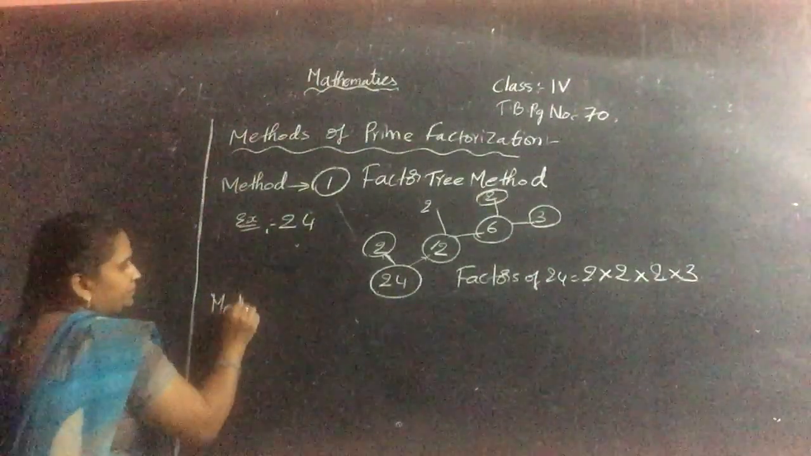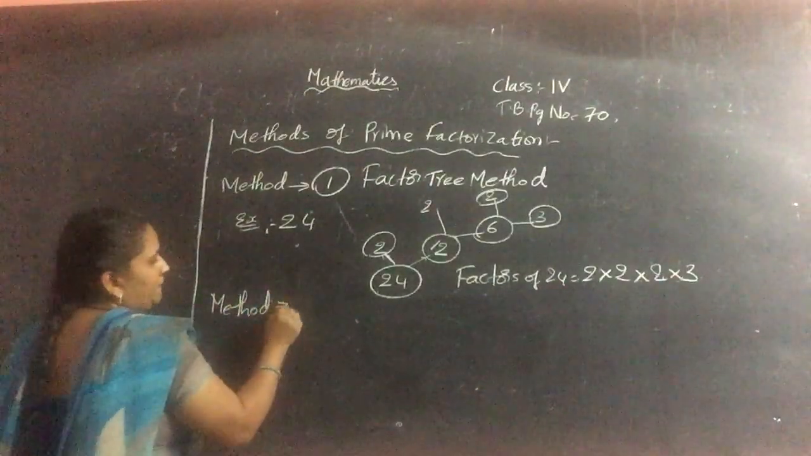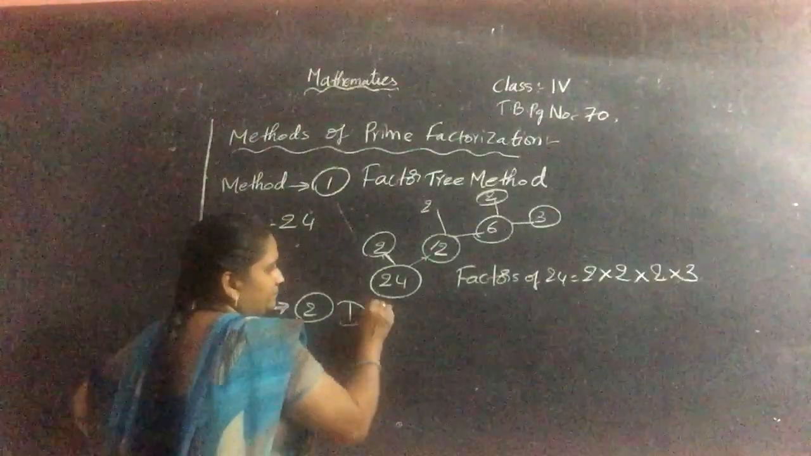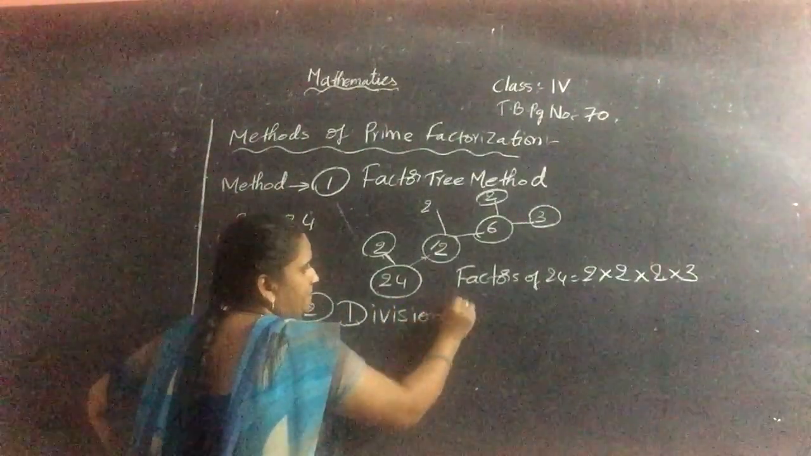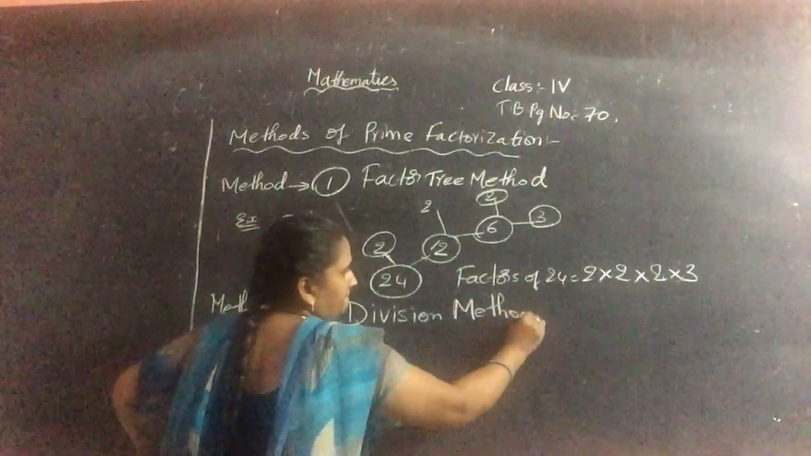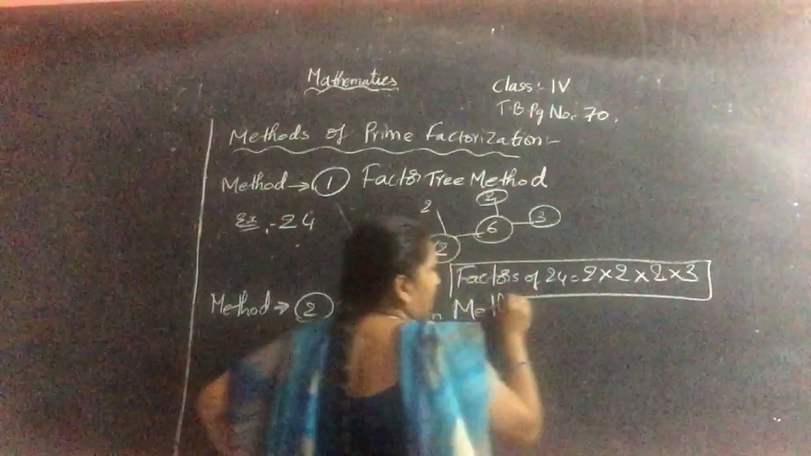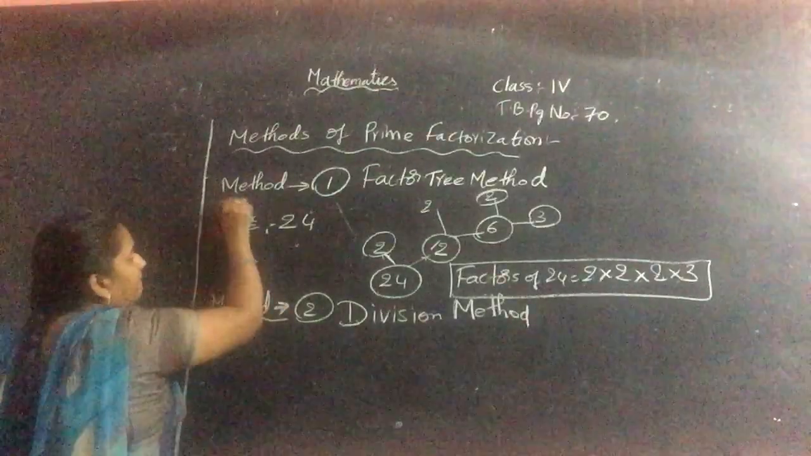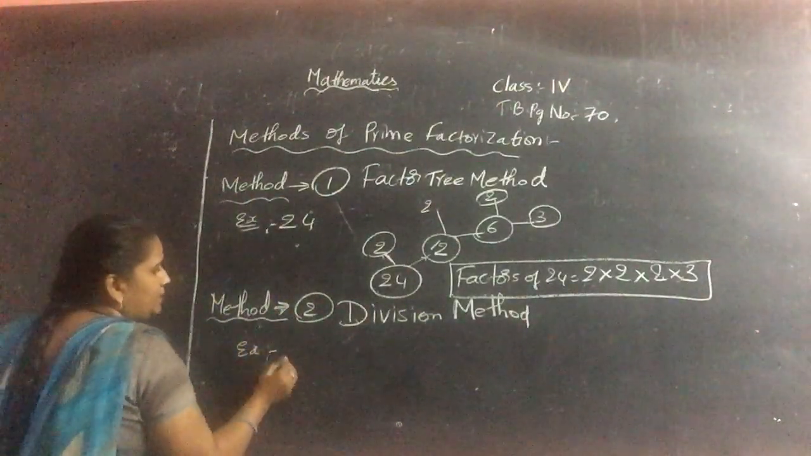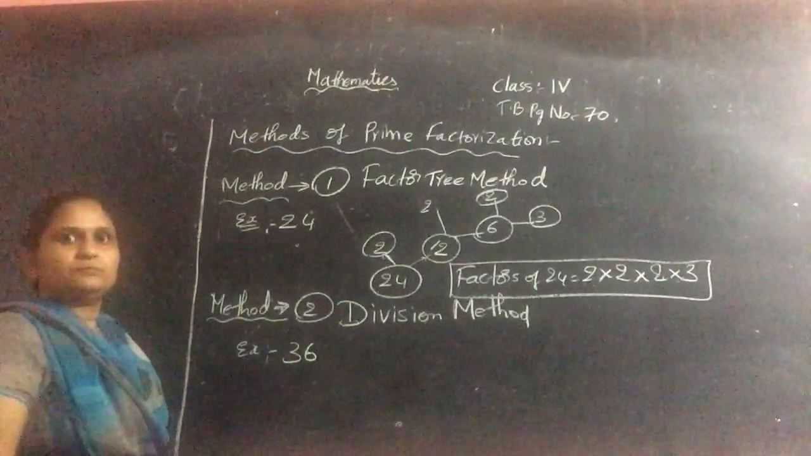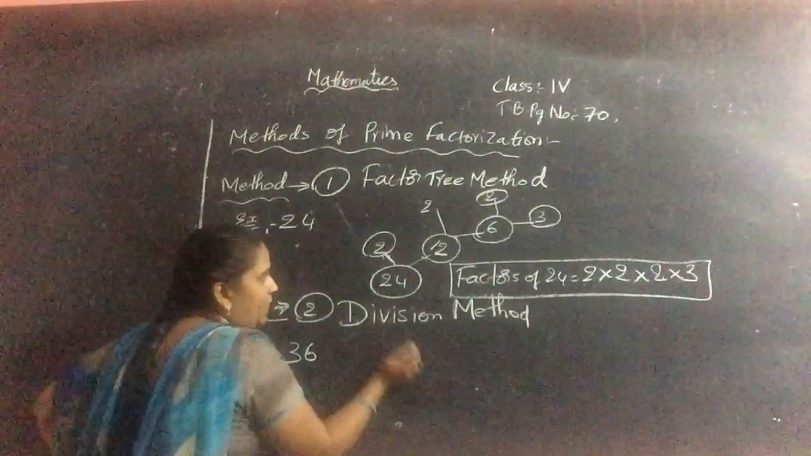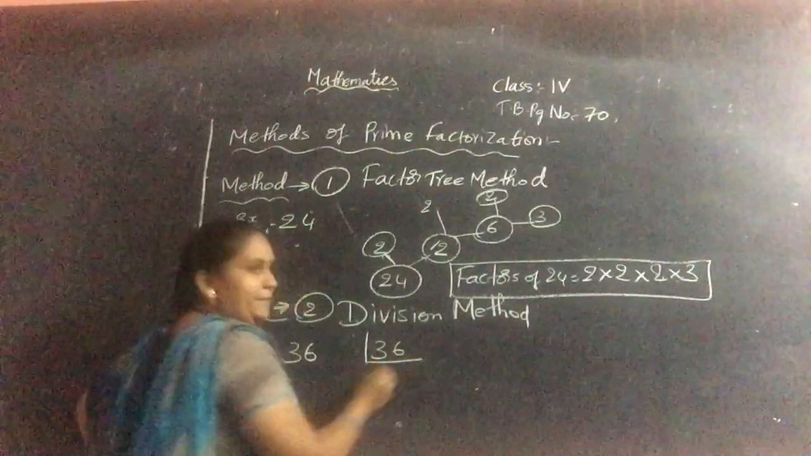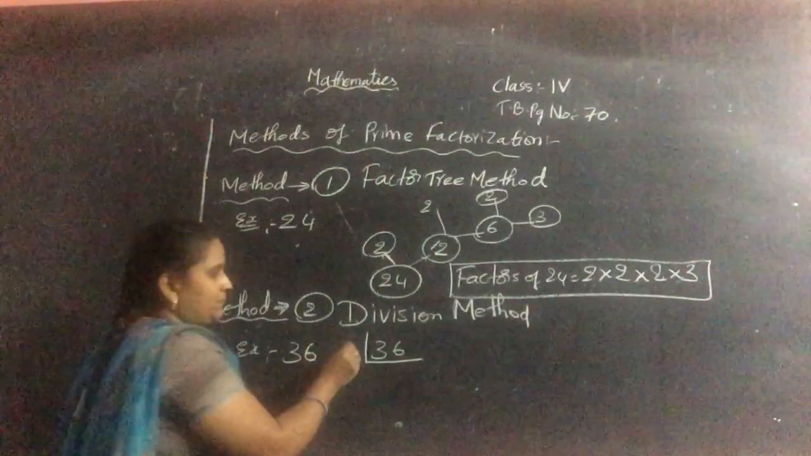Next, method 2. Division method. Okay, division method. So, example 36. Write 36 children, and now using the division method. 36. So all the only prime numbers have to use. I said no. So 2 table.